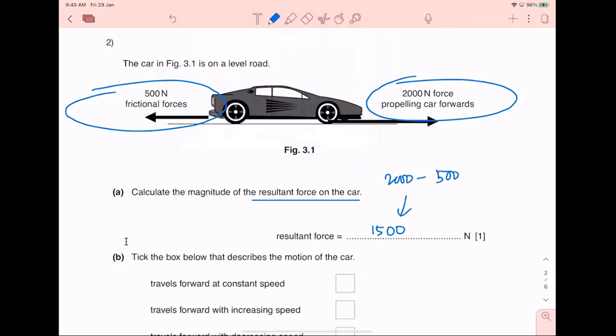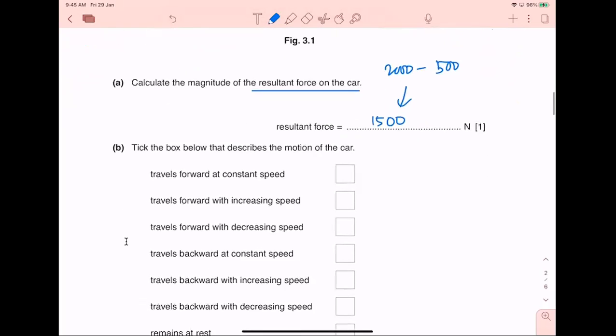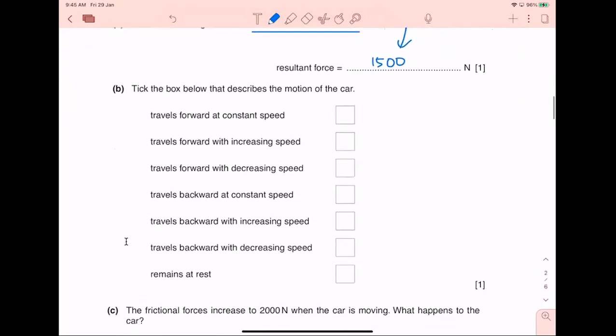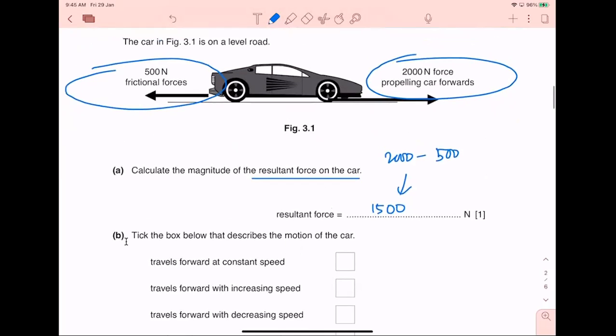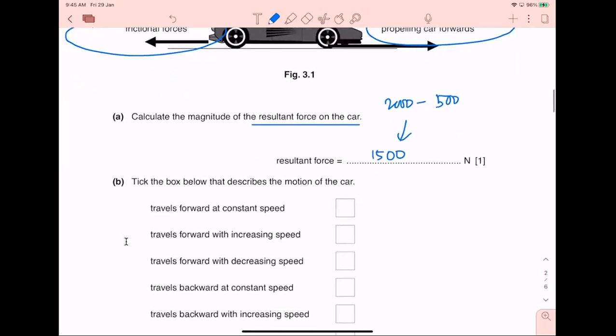Next one: tick the box below that describes the motion of the car. Since the forward force is greater, the backward force is only 500 and this one is 2,000, it means that it will move forward with 1,500 Newton. So the answer must be the second box.